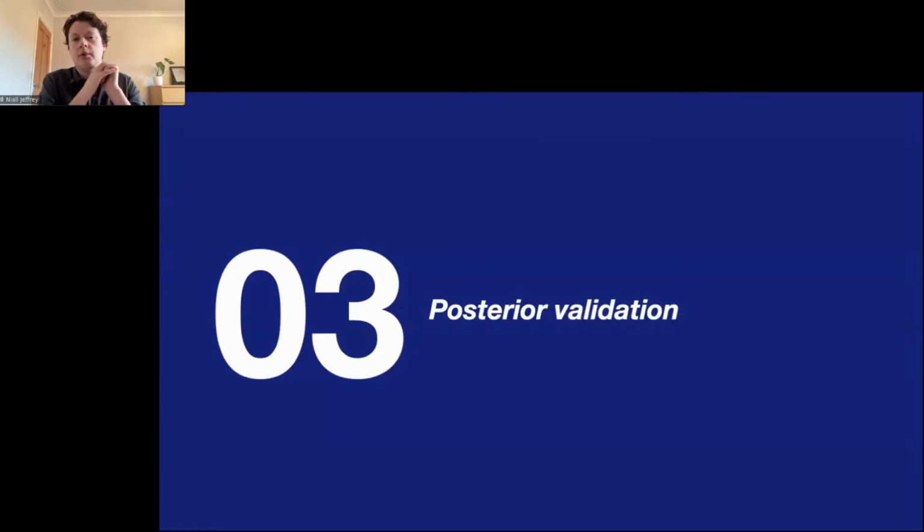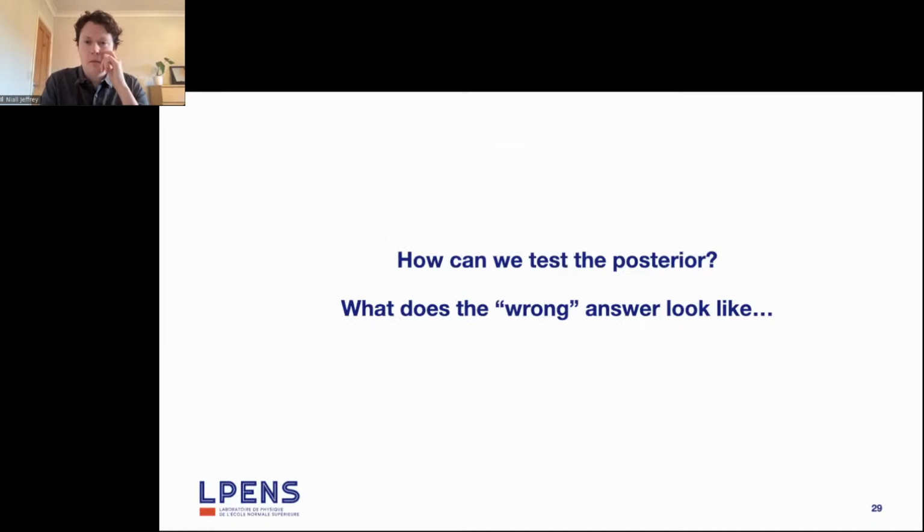Okay, so now posterior validation. At the very start, I showed you the data, the mean of the posterior per pixel, and then the variance per pixel, the marginal variance per pixel.